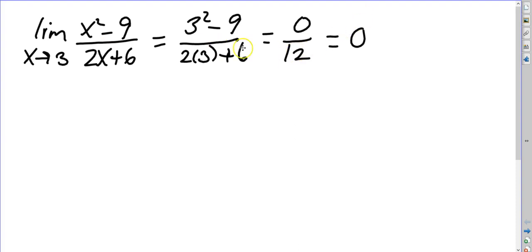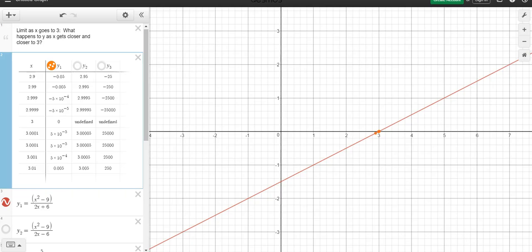So when we substitute 3 in here, we get 0 over 12, which is 0. This is very confusing to students. Often they think this is undefined, but it's only undefined if 0 is in the denominator. So this basically says when x is 3, y is 0. When you have a situation where you substitute a number into a limit and you get a number out, then you have already found the limit. The limit is 0. But let's see what this looks like on the graph.